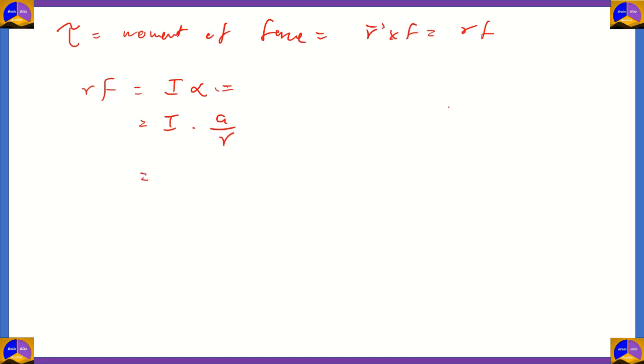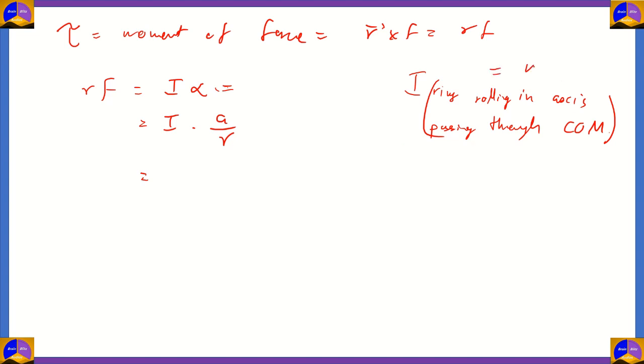Now the moment of inertia for a ring rolling about an axis passing through the center of mass is equal to mr squared. So I will now be equal to mr squared, and alpha is a by R, with R times F on the left. So R cancels out one R, and the other R gets cancelled by the R on the left. Therefore, the frictional force is equal to m times a.